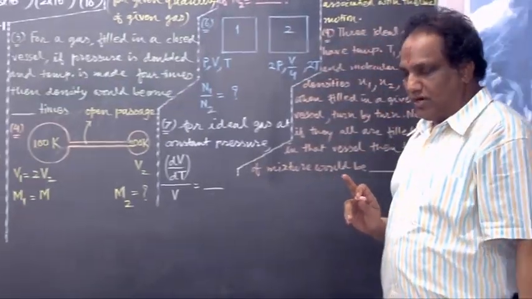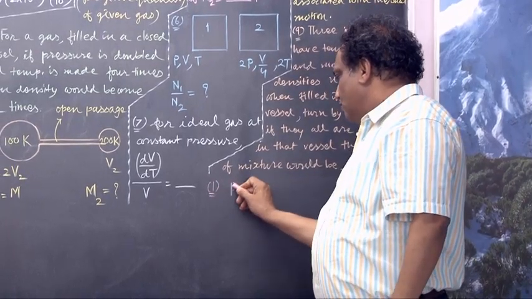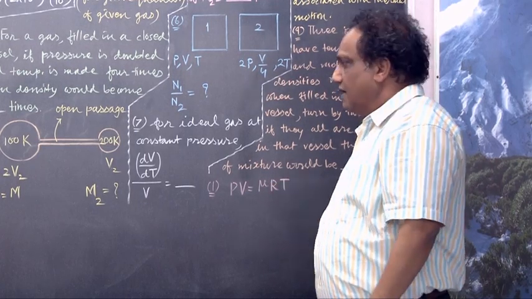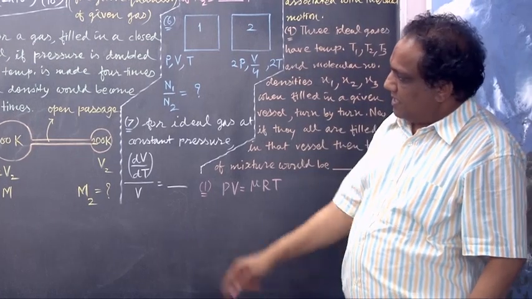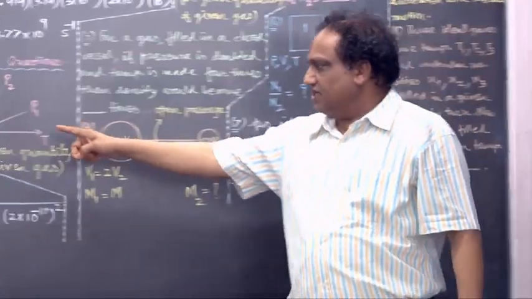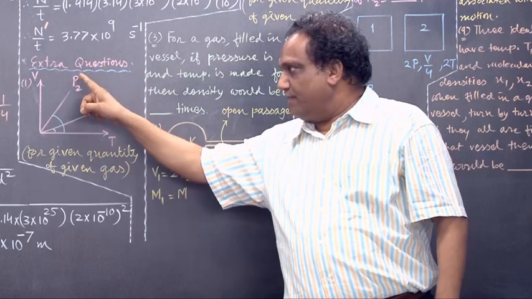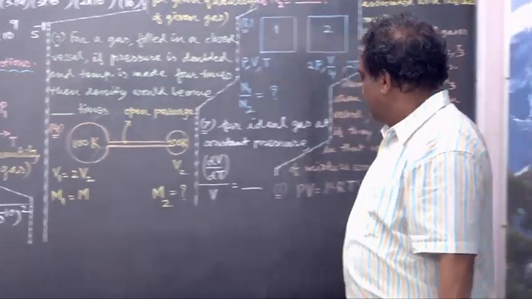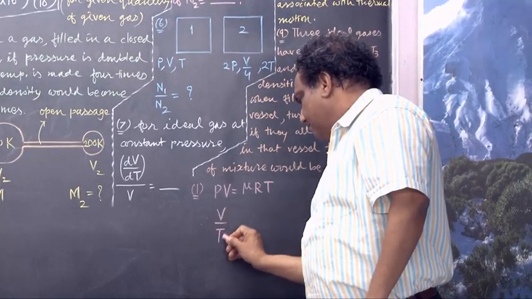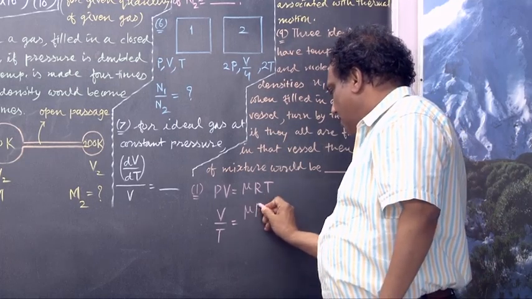At present you don't write. PV equals to mu RT. Correct? We want V upon T. For this graph, P is constant equal to P1. For this graph, P is constant equal to P2. So just find out V upon T. V upon T is mu R upon P.